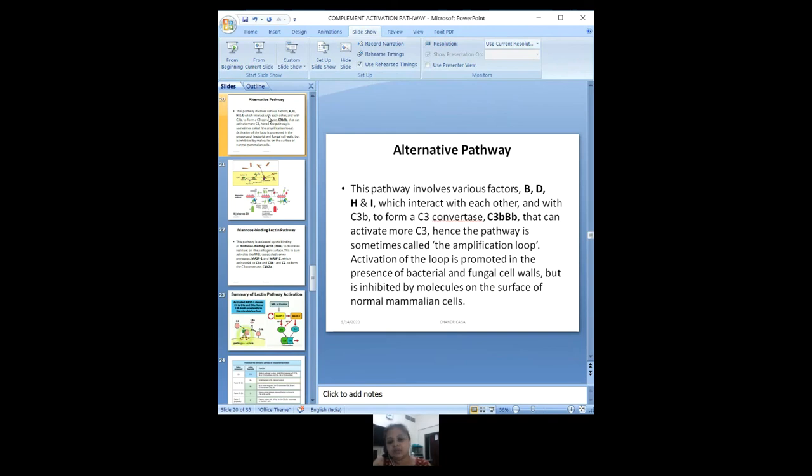Now all these three pathways converge at the formation of C5 convertase. From C5 convertase onward, they are all common pathways. So up to that point, there is a difference in the pathways. The triggering and the initial steps are different in these three pathways.